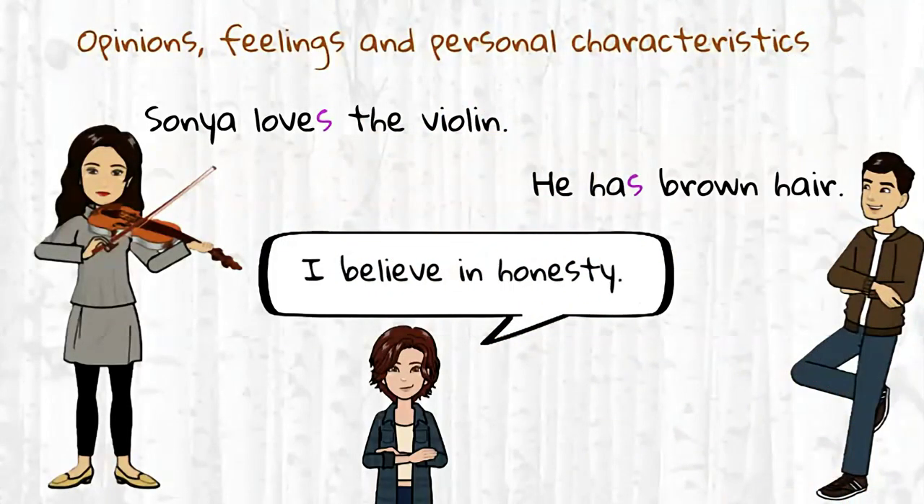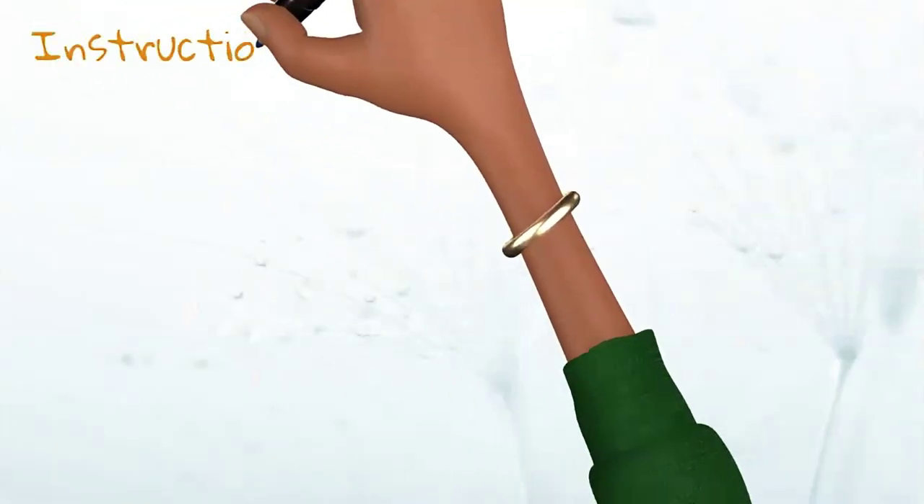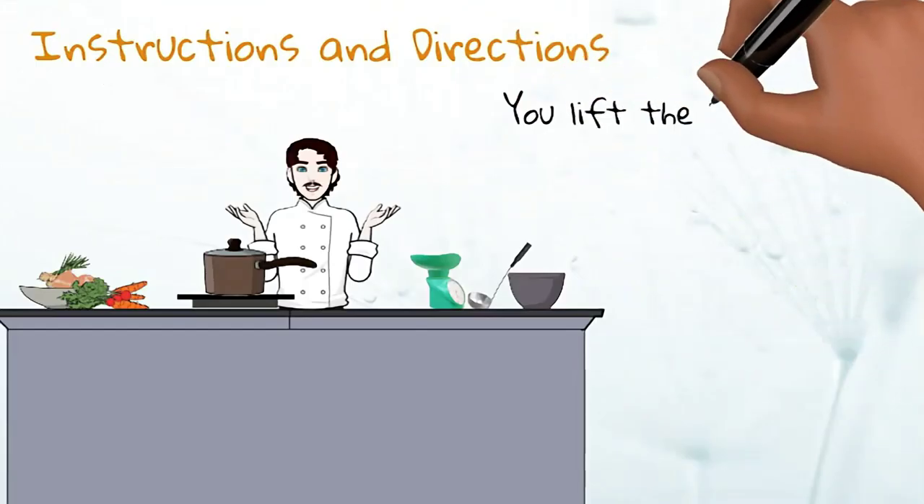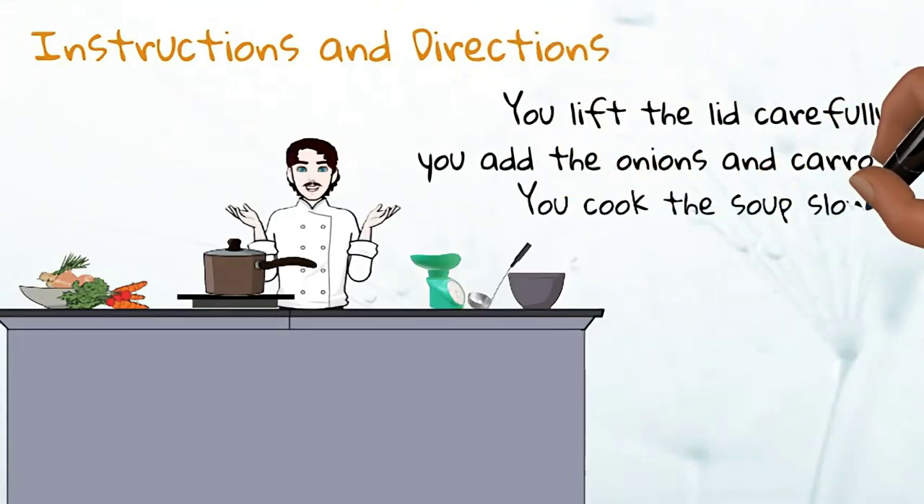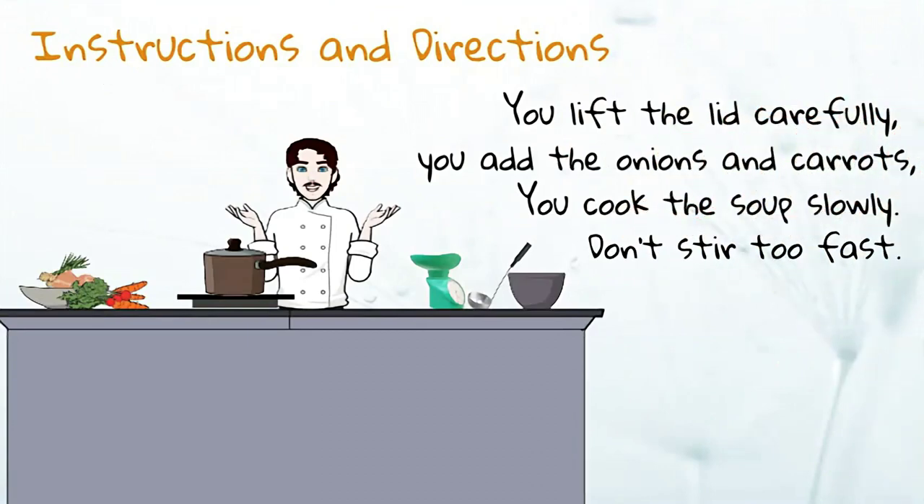I believe in honesty. Permanent states or unchanging situations. Thomas works as a mechanic. He doesn't work as a baker. Nola lives in Bandung. She doesn't live in Jakarta. Instructions and directions: cook the soup slowly. Don't stir too fast. Opinions, feelings, and personal characteristics: Sonia loves the violin.